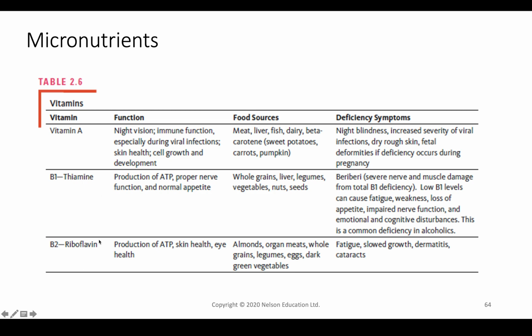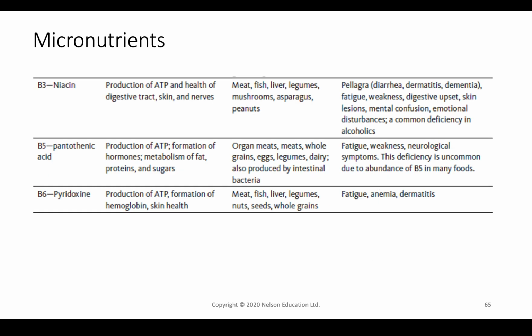We also have riboflavin, or B2, which is also involved in ATP production as well as skin and eye health. And if we end up deficient, we can end up fatigued or with low growth or dermatitis or skin infection, as well as cataracts can form in the eyeballs. B3 is known as niacin. It's also going to be involved in ATP production as well as digestive health and skin and nervous tissue health.